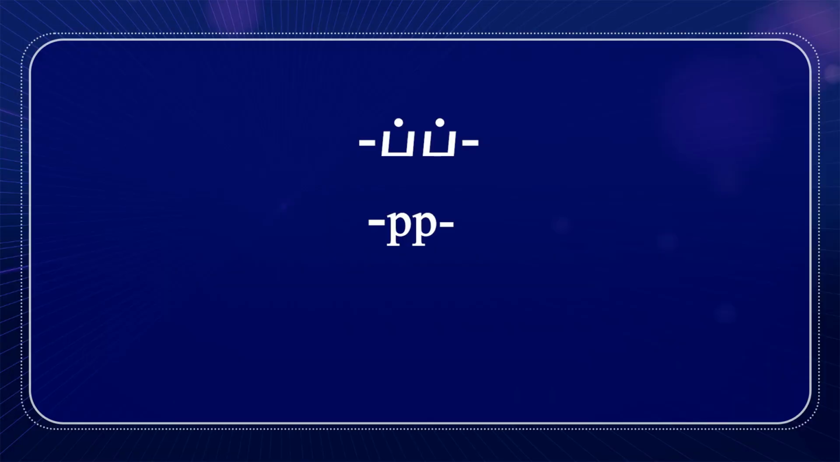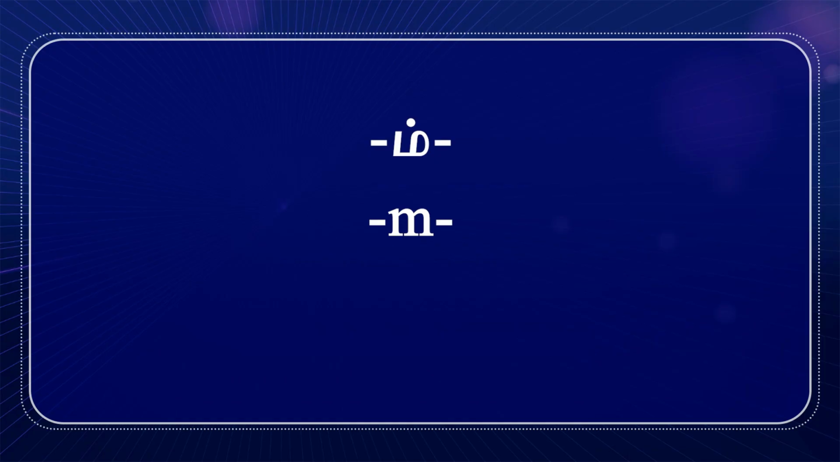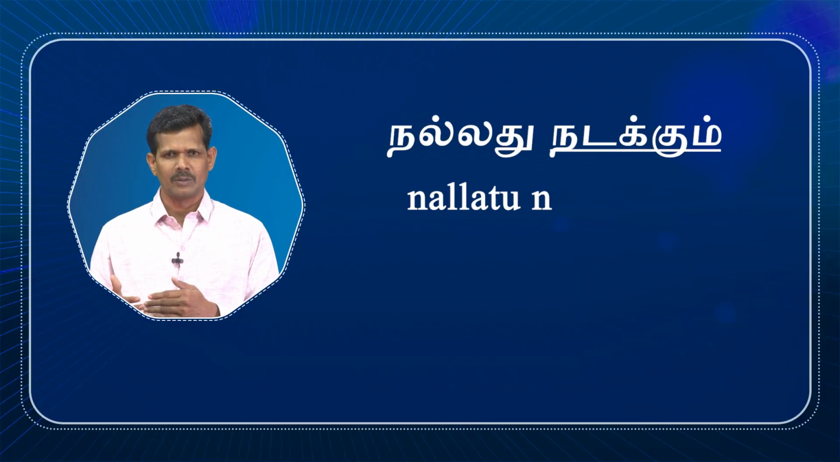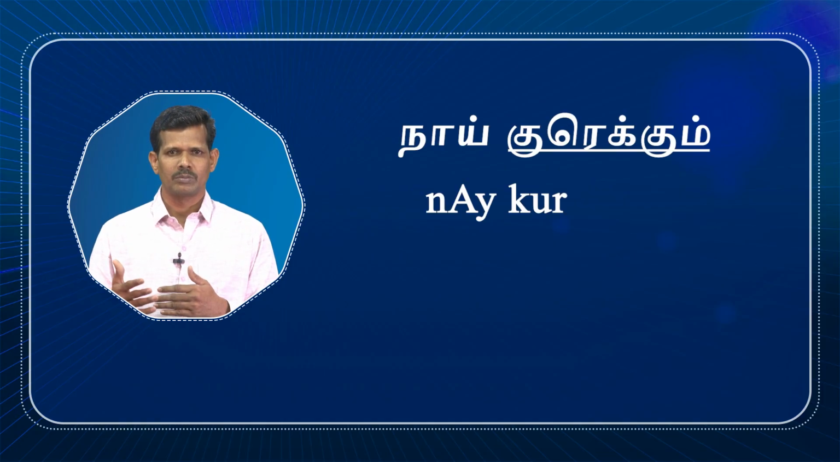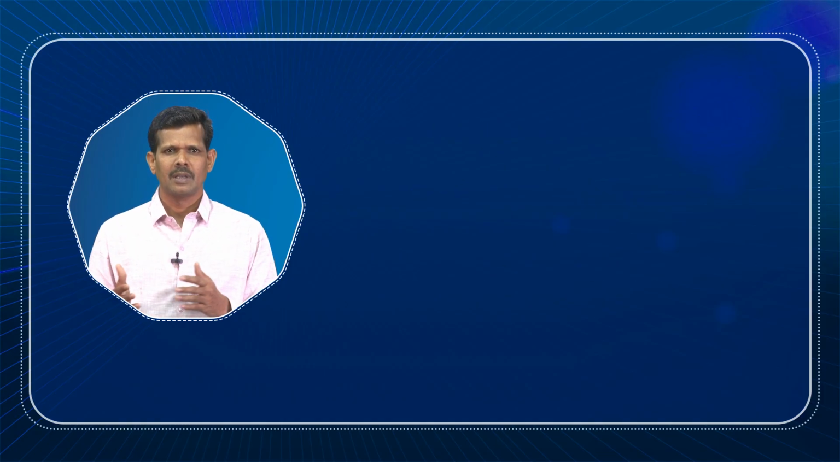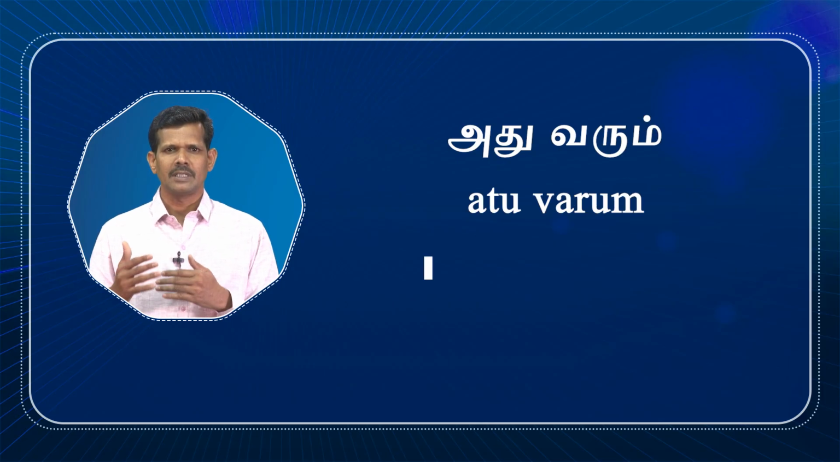The above said future tense markers, namely double p, single p and u, are used for human nouns, whereas the future tense marker um is used for non-human nouns. Now let us see some examples for non-human nouns which take um as future tense marker. Nalladu nadakkum, which means good things will happen. Nai kuraikum, which means the dog will bark. Adu varum means it will come.